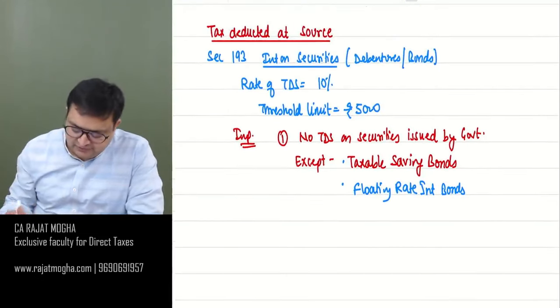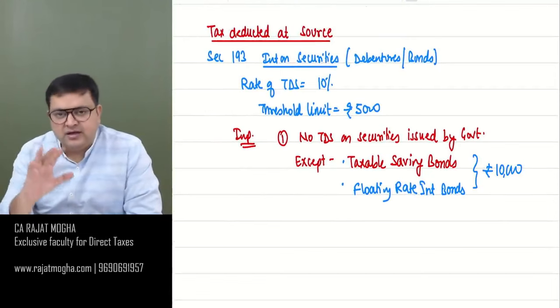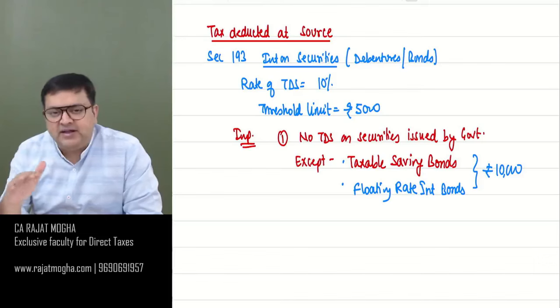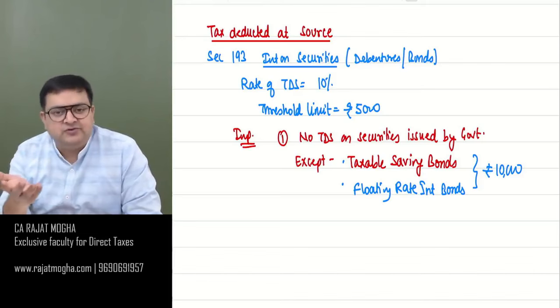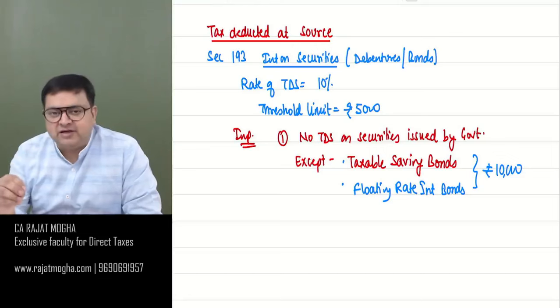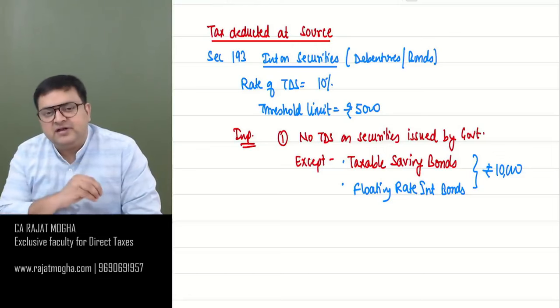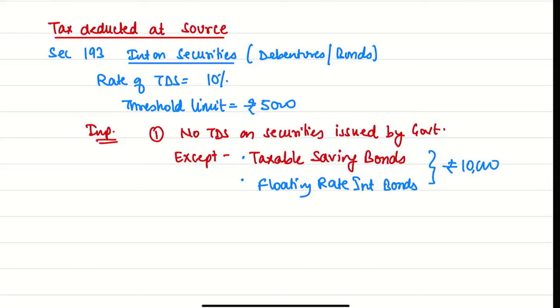Except on these two, the threshold limit is 10,000. If you are receiving on these bonds up to 10,000 rupees, TDS will not be activated. As soon as it exceeds 10,000, TDS will be activated on the entire amount. Let's say you are receiving 11,000 rupees from this, then 10% on the entire amount, TDS would be applicable. Have you written this? This is 193. You should know this.